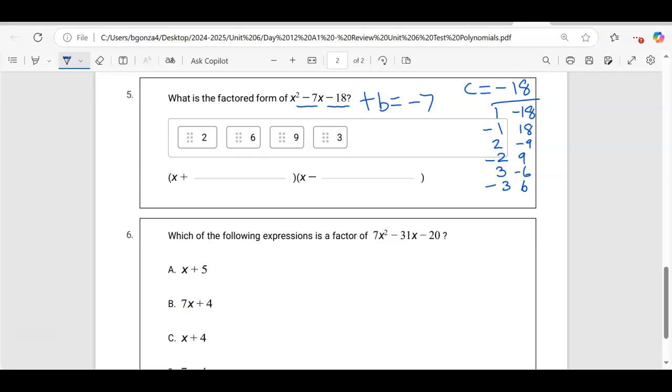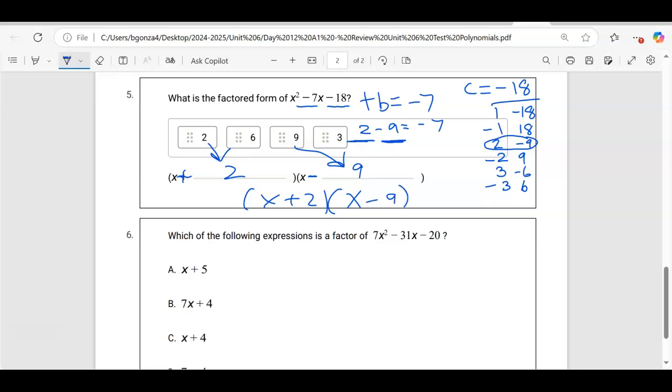So if I start adding both of these numbers, 1 minus 18 is not negative 7, negative 1 plus 18 is not negative 7, 2 minus 9 is negative 7. That's what I need. So it's going to be a positive 2 and a negative 9. Positive is already here, so this is going to be 2. Negative's already here, so it's going to be 9. X plus 2, x minus 9.